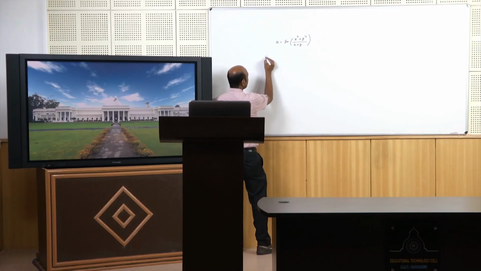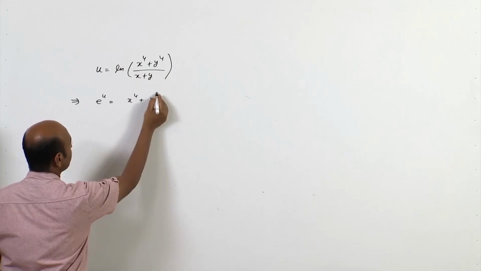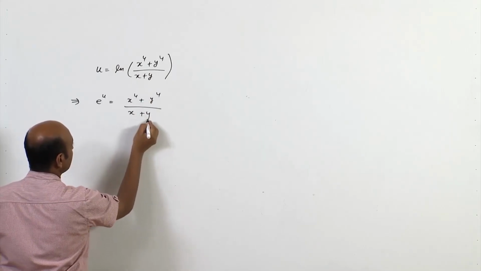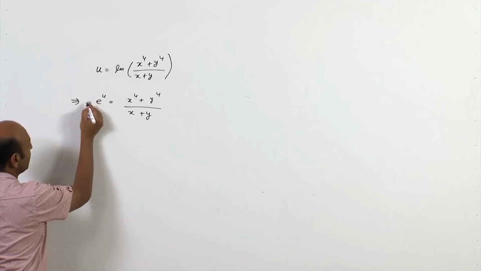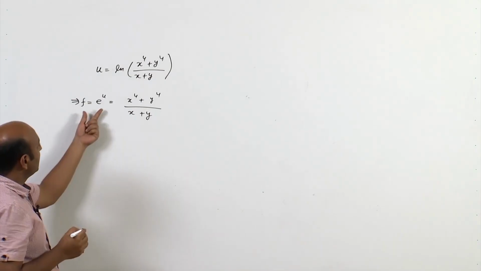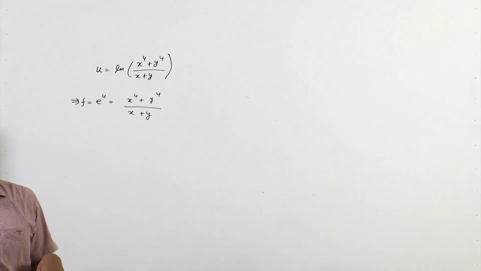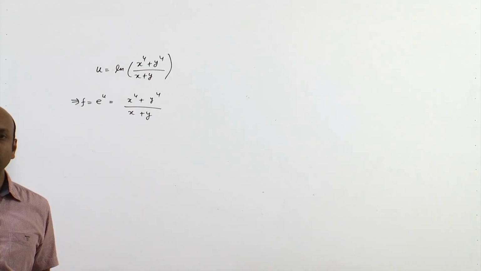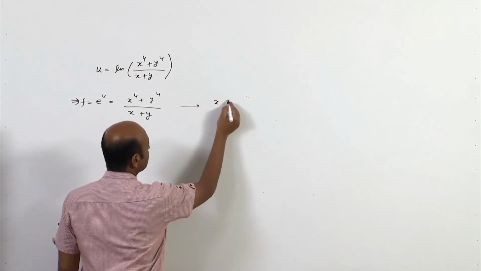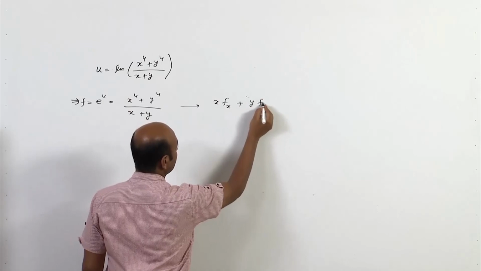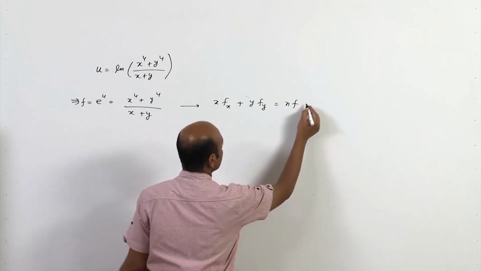Now, this implies e raised to power u is equal to x raised to power 4 plus y raised to power 4 upon x plus y. Now this is homogeneous. Okay. Say if e raised to power u is f, now it is a homogeneous function. So, for a homogeneous function Euler's theorem is applicable. So, we can simply say that x fx plus y fy will be equal to n f, and n is 3. So, it is 3f.